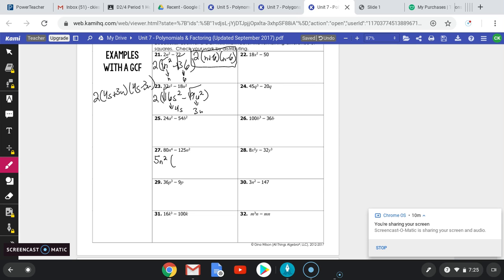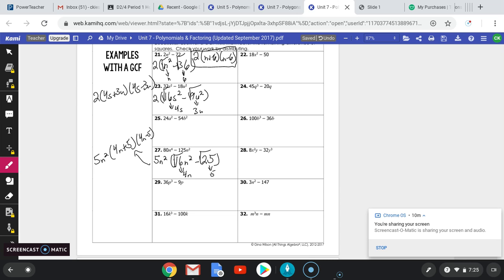What's left over? Well, 80 divided by 5 would be 16. N to the fourth divided by n squared is n squared. Minus, and then when I divide this, I get 25. Oh, look at here. Difference of squares again because I'm able to take the square root of both terms. Square root here is 4n. Square root here is 5. So my final answer would be 5n squared times 4n plus 5, 4n minus 5.